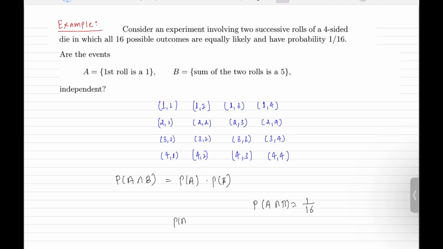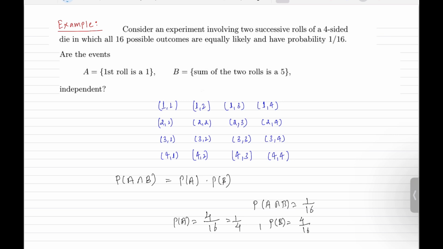And the probability of event A is that on the first roll you should get 1, right? So that is 4 favorable outcomes out of 16, that is 1 divided by 4. Again we have the probability of event B, that the sum of the two rolls would be 5. So 1 plus 4, 2 plus 3, 3 plus 2, 4 plus 1, and these are the 4 favorable outcomes out of 16.